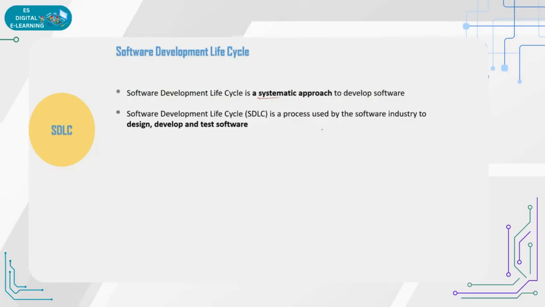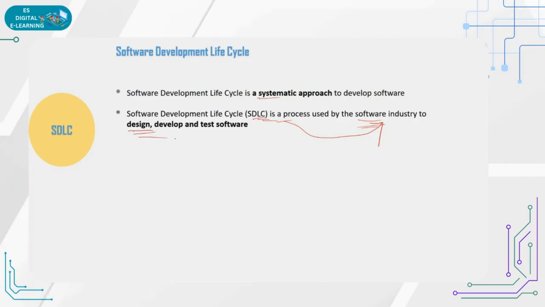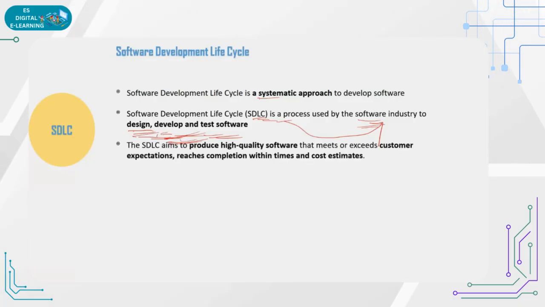Mostly the SDLC software process is followed by the software industries only. Where they will design, where they will develop, where they will do the testing, it is all part of the SDLC, and the testing will be done by the testers. And next, the main aim of SDLC is to produce high quality software. Once they follow the SDLC process, they give high quality software, because it meets the customer requirements.